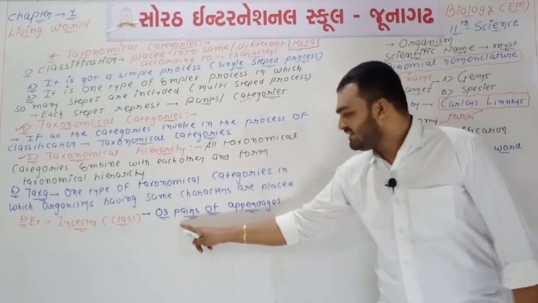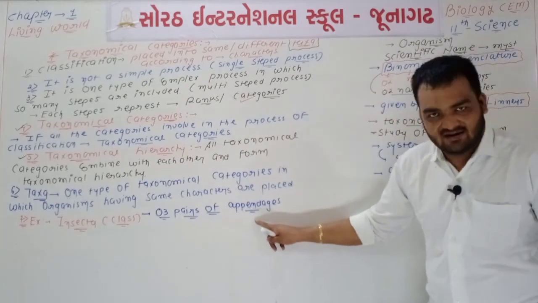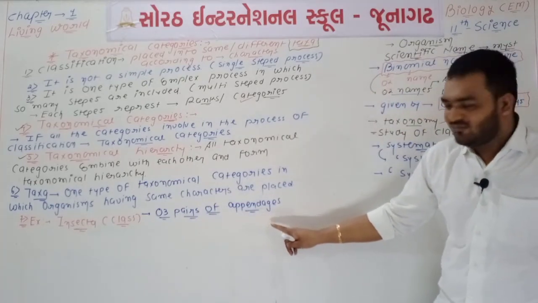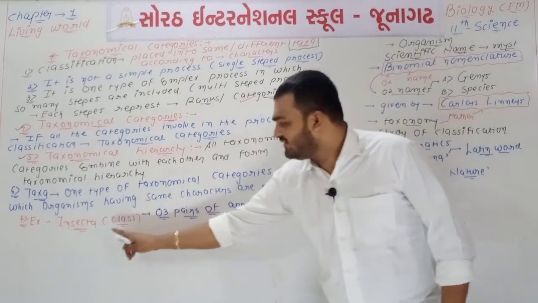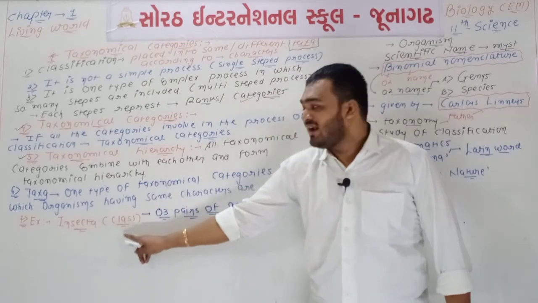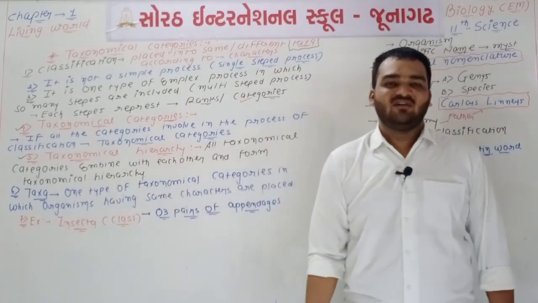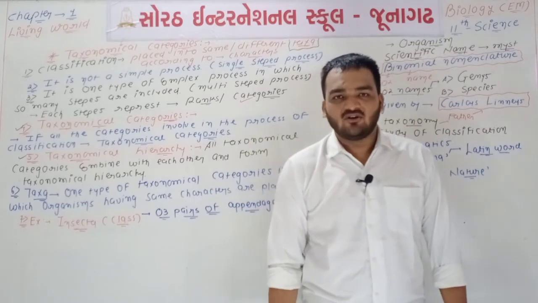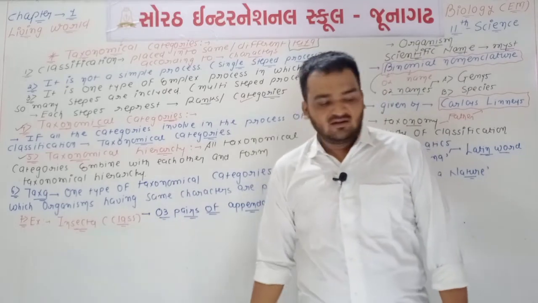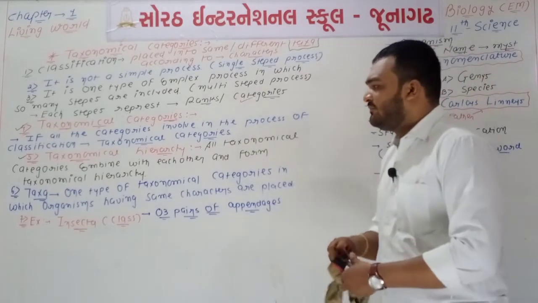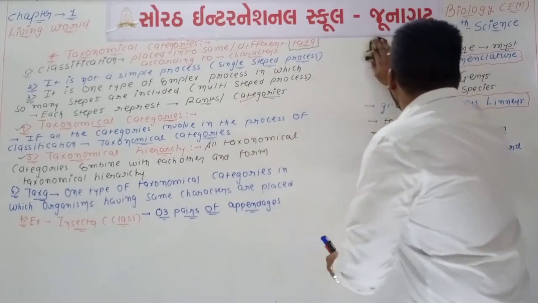So 3 pairs of appendages is one type of character. If 2 organisms have the same character, then you will place them into the Insecta class. So class is one type of taxa. Get it? Yes or no? So you will remember this. It is the first part of today's question.